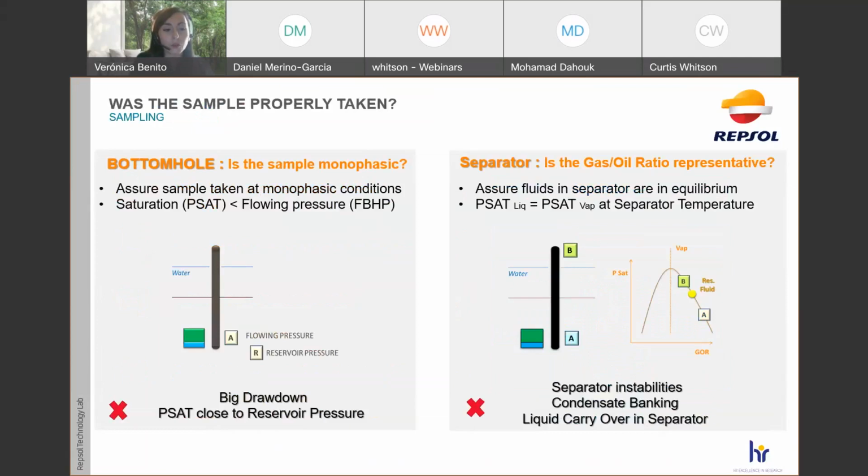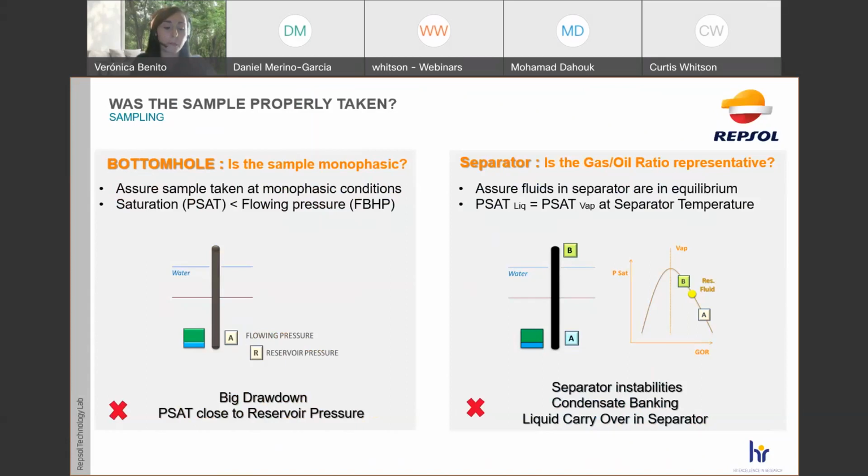The first example of automated checking is the sampling criteria, and it depends on the type of sampling performed. If it's a bottom hole sample, we need to assure that the sample is monophasic, as we commented previously. We can compare the saturation pressure measured in the CCE experiment versus the bottom hole flowing pressure measured during sampling. If the saturation pressure is higher, the sample is not representative. Potential causes could be, for example, a non-stable period during the DST bottom hole sampling, as explained before, or a big drawdown in the case of an MDT sample when sands are tight, or if the reservoir fluid is really close to saturation pressure.